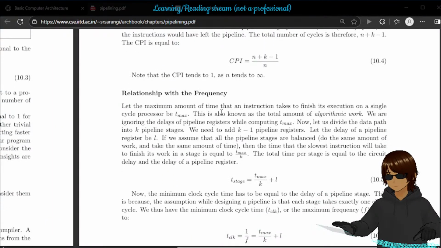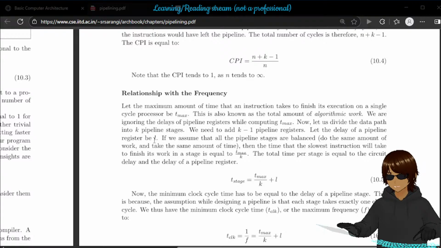Let the maximum amount of time that an instruction takes to finish its execution on a single-cycle processor be T max. This is also known as the total amount of algorithmic work. We are ignoring the delays of pipeline registers while computing T max. Now let us divide the data path into K pipeline stages. We need to add K minus 1 pipeline registers. Let the delay of a pipeline register be L.